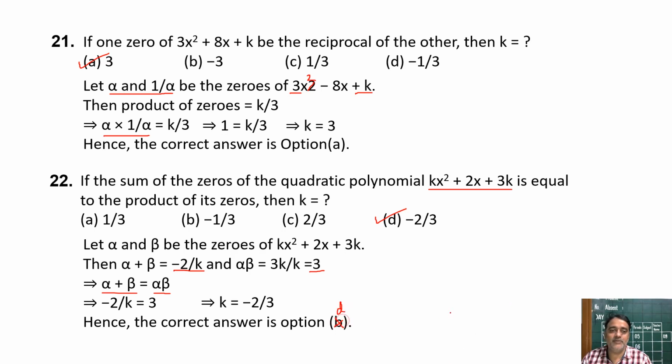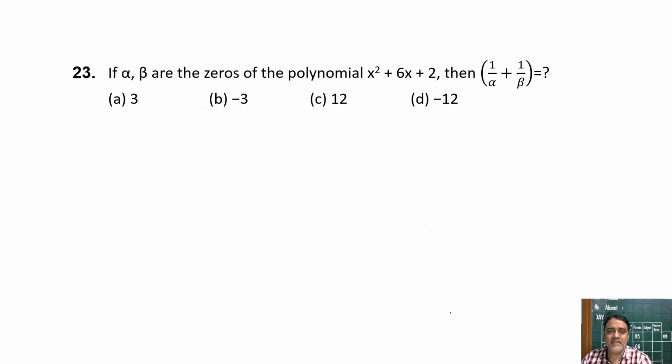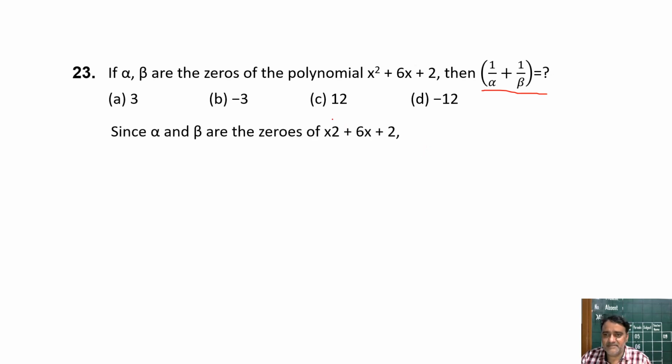Right. So now we are moving toward question number 23. If alpha, beta are the zeros of the polynomial x square plus 6x plus 2, then 1 upon alpha plus 1 upon beta is equal to dash. So first of all we are going to find the sum and product. So what is the sum? This is x square plus 6x plus 2, so sum is minus b by a. So what you will get here? Minus 6. And product of zeros is c by a. What you will get here? 2. Right.